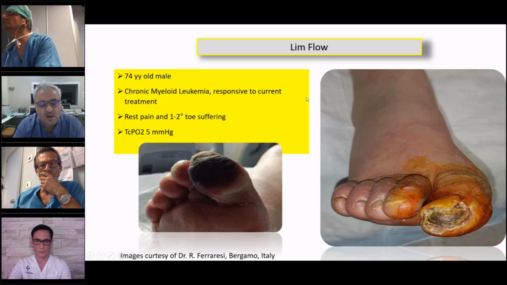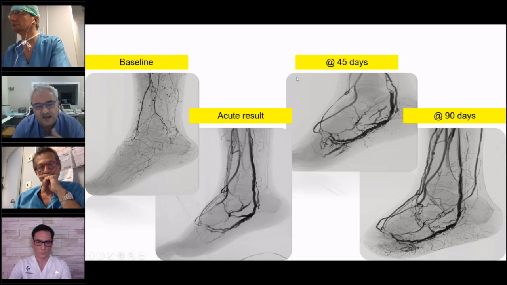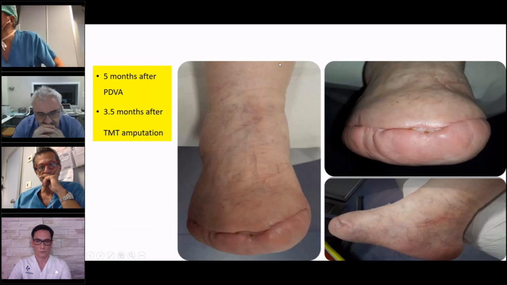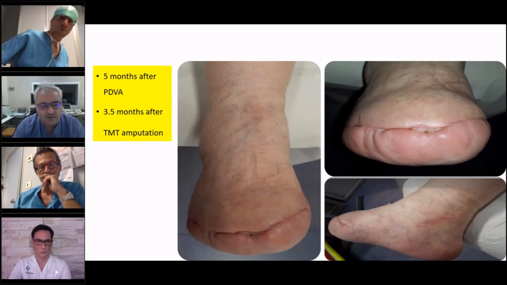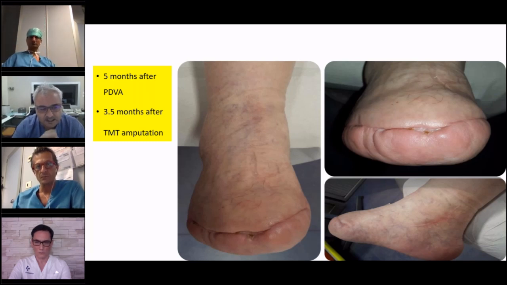This is the first one, created with the LimFlow. You can see here the baseline with the desertic foot, the creation of the fistula with the acute result, the check after 45 days and 90 days. And finally, the clinical outcome after 5 months, the complete healing after the transmetatarsal amputation.